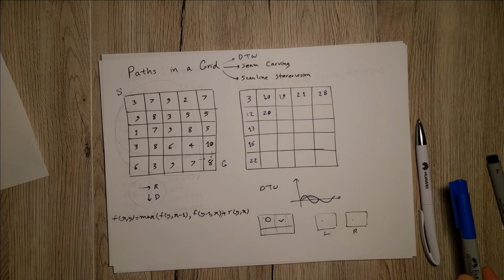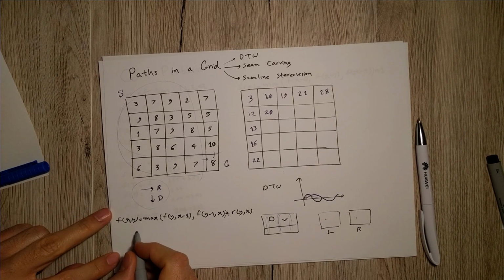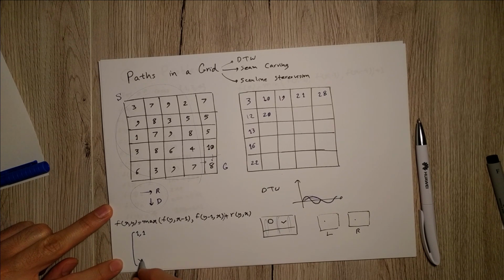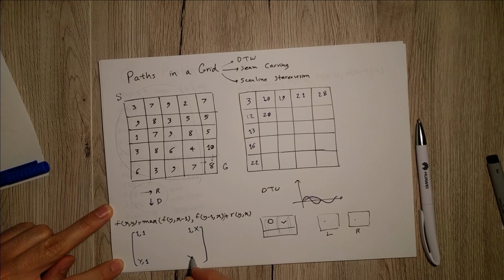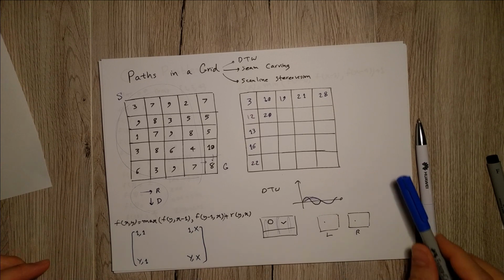I just have to write down something maybe to make it a bit more clear. So the indexes are like this. This is 1, 1. This is y1. This is 1x. And this is y and x. So y is the first element and the x is the second element.